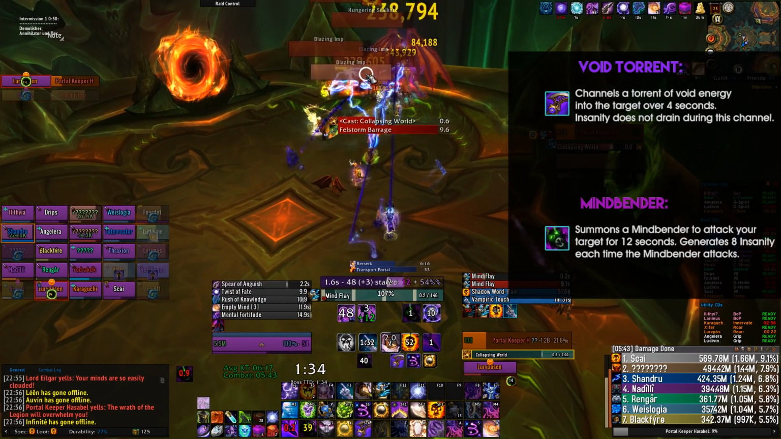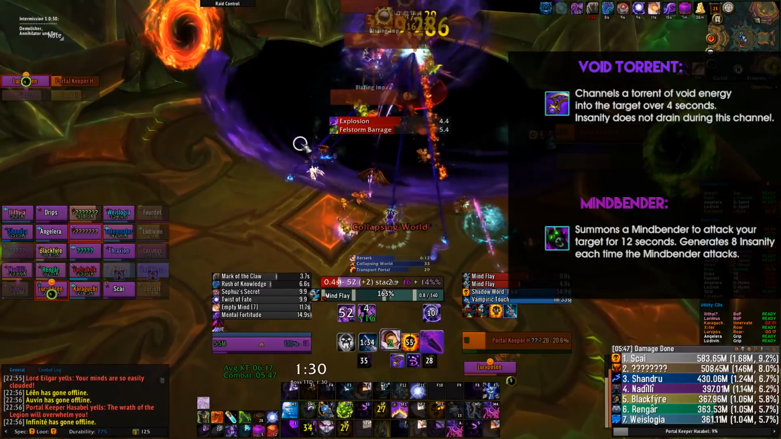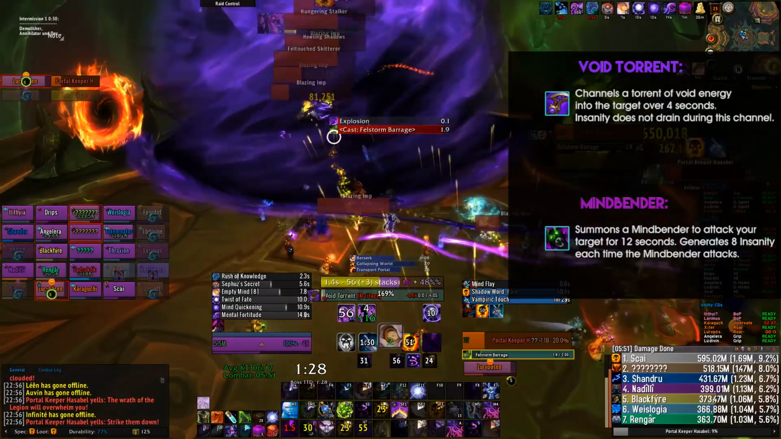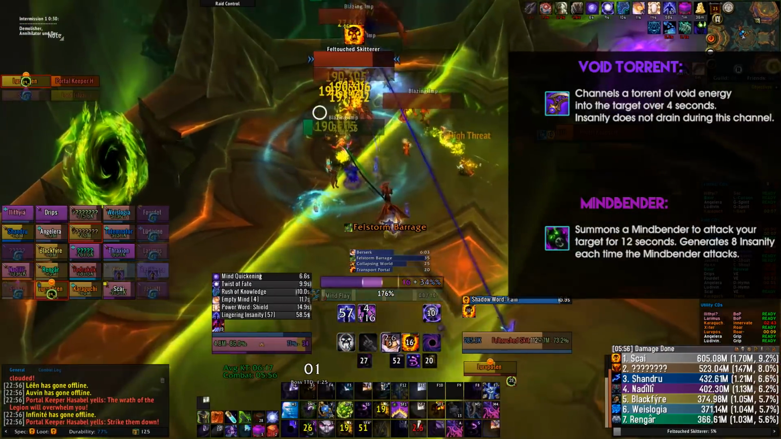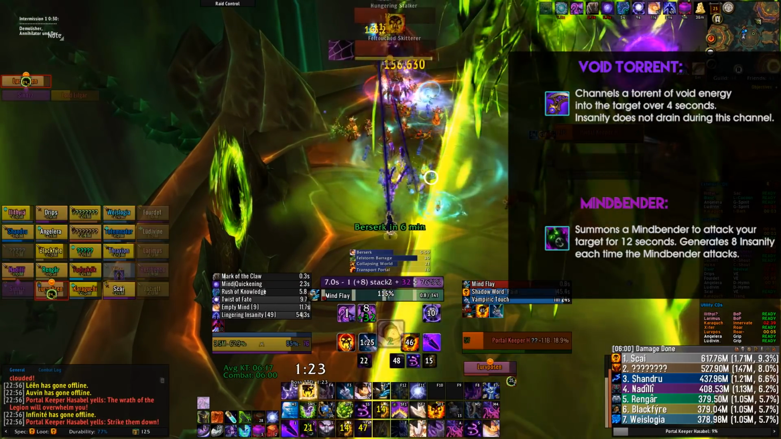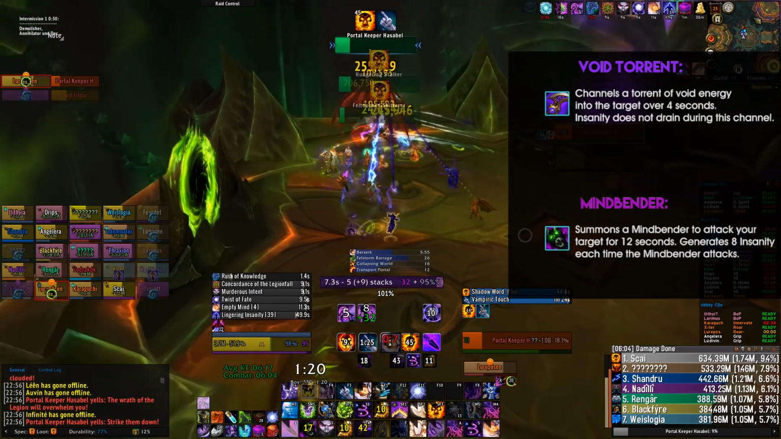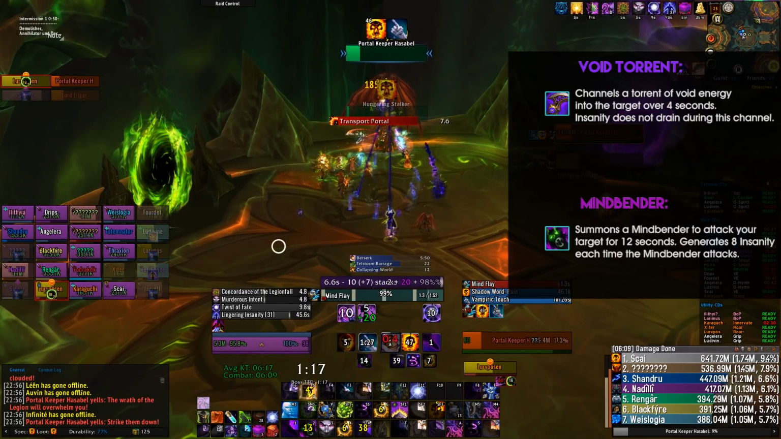Void Torrent is on a 1-minute cooldown and channels shadow damage onto a target for the duration of 4 seconds while halting your insanity drain during its channel. Since it's halting your insanity drain, the spell does require you to be in void form, which gives it a very unique use and perhaps already shows you that it is a pretty important spell. This is your artifact ability, so you will only have it at level 110 along with your artifact.